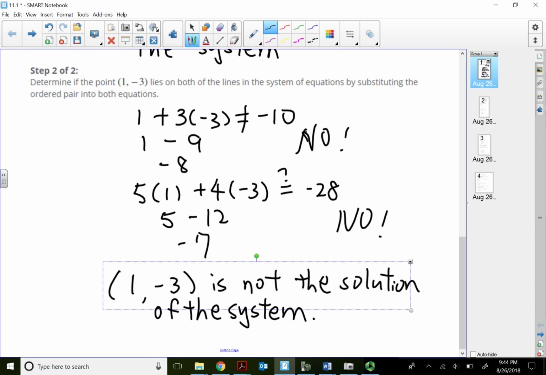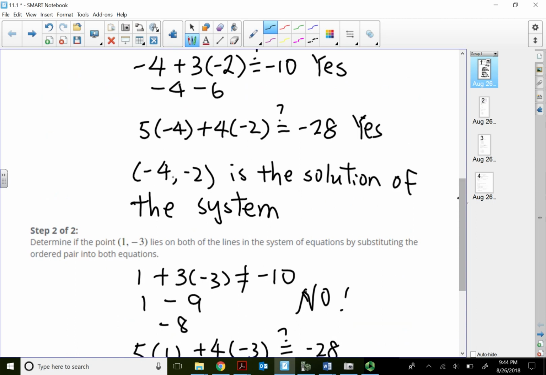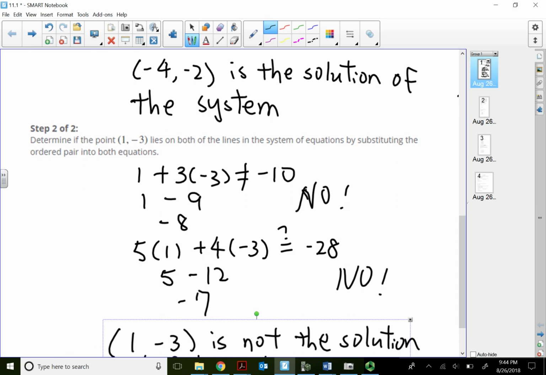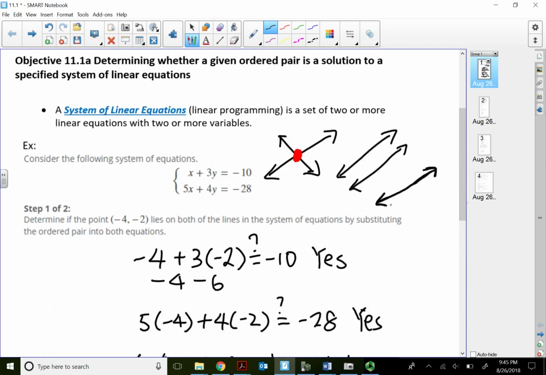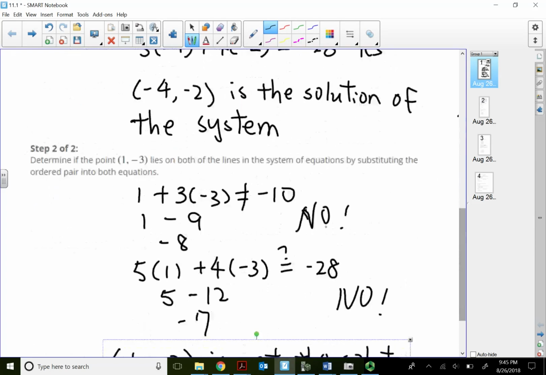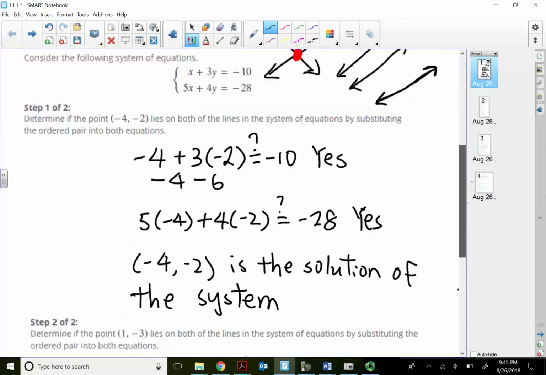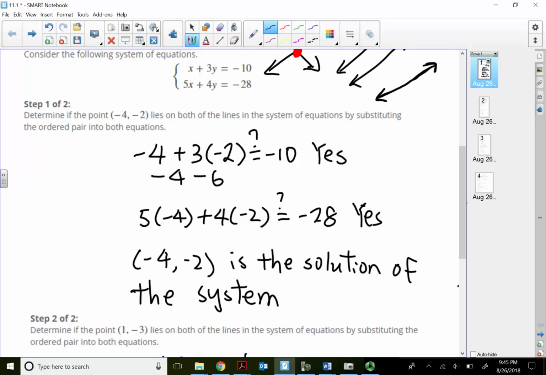Now, you might ask, well, Mr. Chan, if you already know negative 4, negative 2 is a solution, then why do we even do all this? The reason I still did it is because sometimes two lines can be exactly the same line, which means they have an infinite number of solutions. So I still need to check to make sure that this second point is not a solution. If this second point is also a solution, and the first point is also a solution, that means these two lines have an infinite number of solutions.